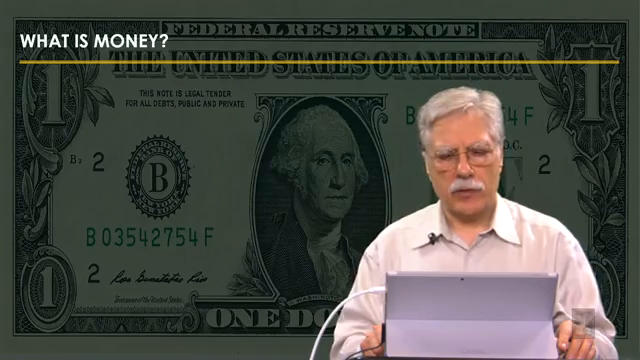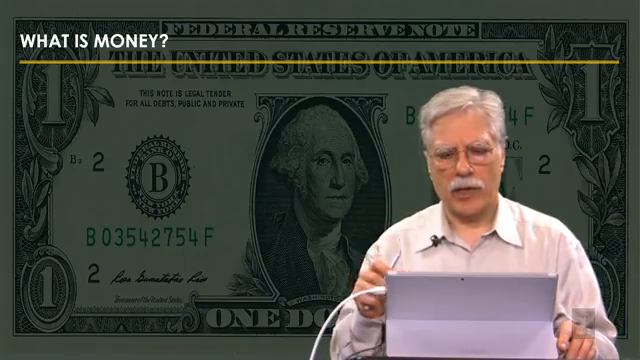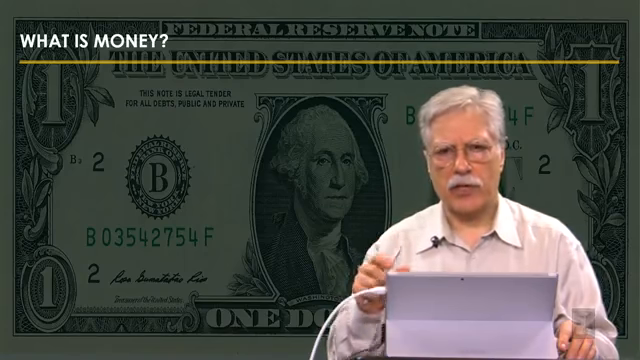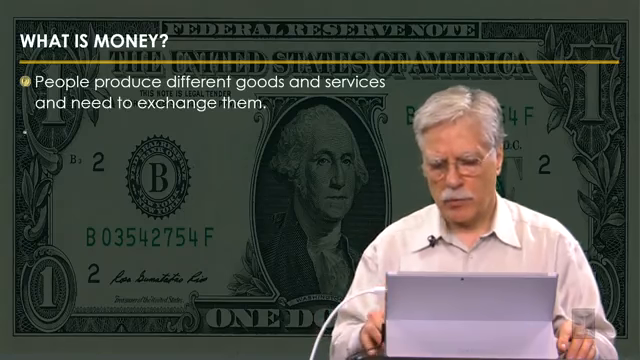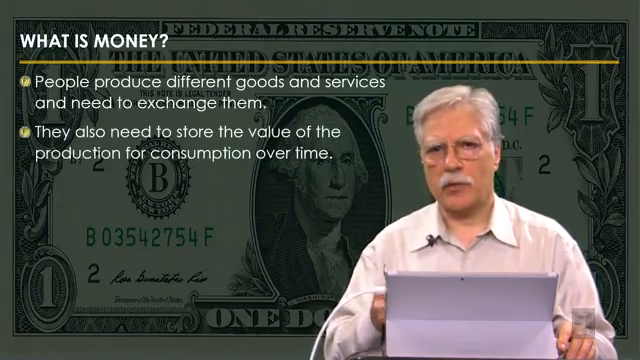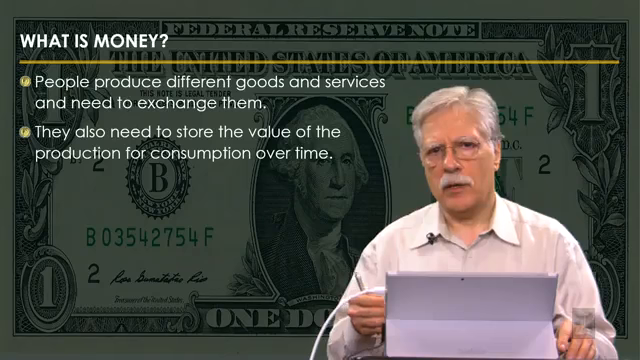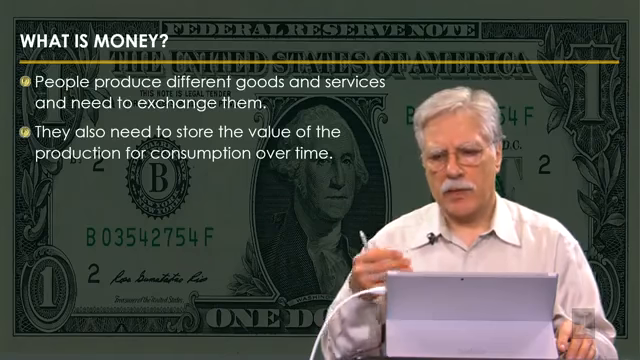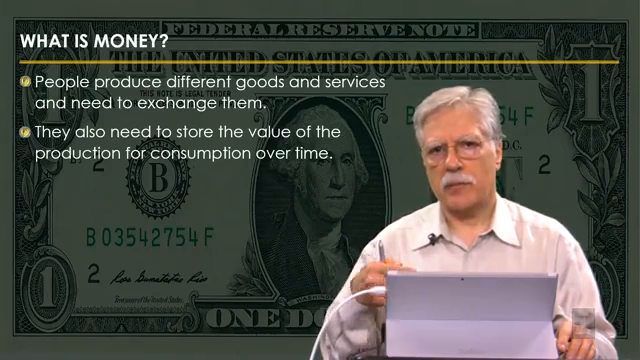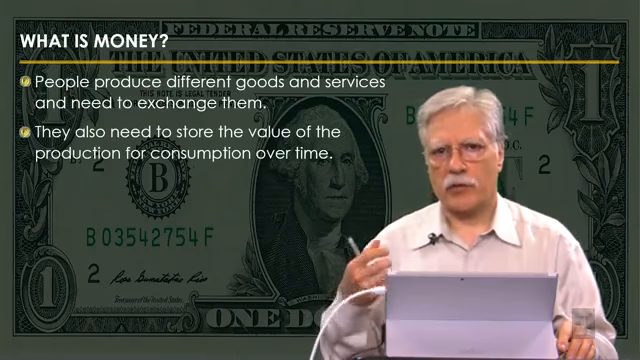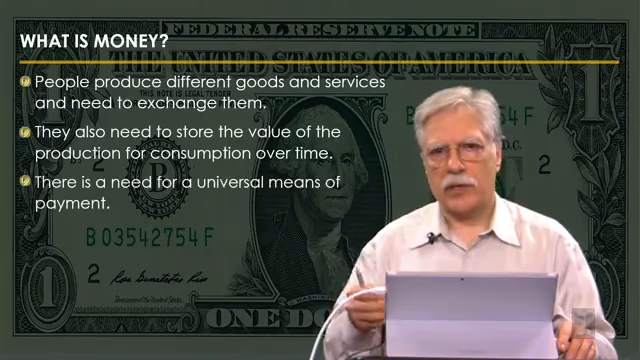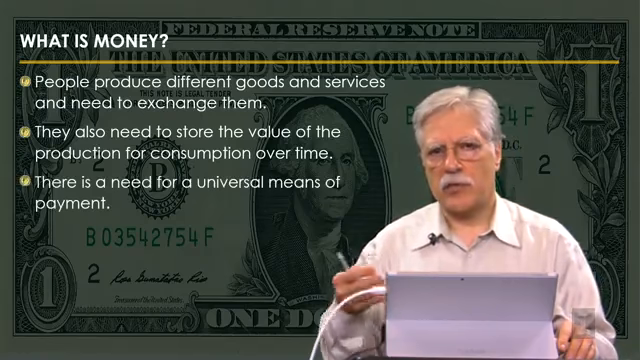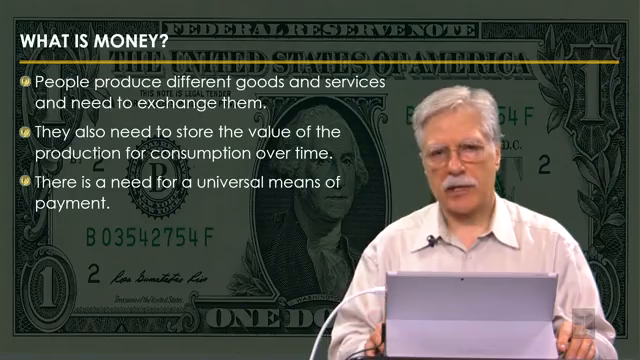In this video, we're going to focus on the role of money and first start with the definition of money. People produce different goods and need to exchange them. They also produce things at some point in time and want to consume the product at some other point in time. So we need to have some means of payment, some mechanism for storing value of production for a while and then spending it when the need arises. In other words, we need a universal means of payment that can be exchanged for any good produced in the economy. And that's basically money.